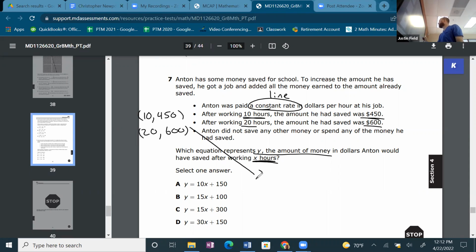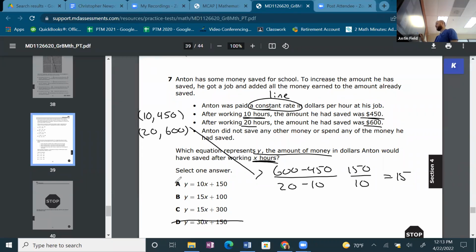We're just going to find the slope. And that would be 150 over 10, or 15. So it's not D, it's not A. And so now we've got to find the y-intercept. So I'm going to choose (10, 450) to substitute into my mx plus b. Y equals mx plus b. That's all you have to know.